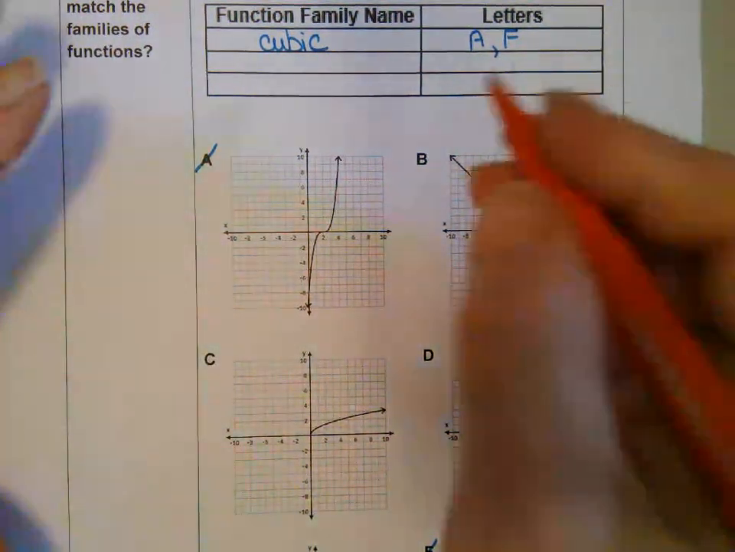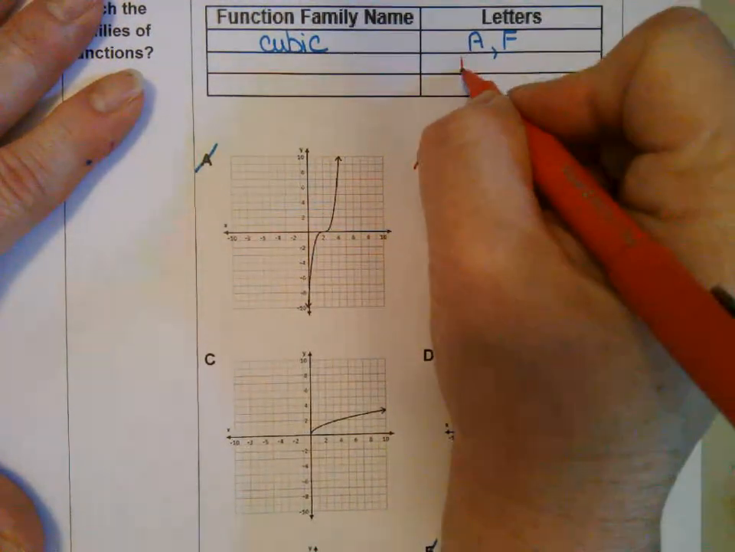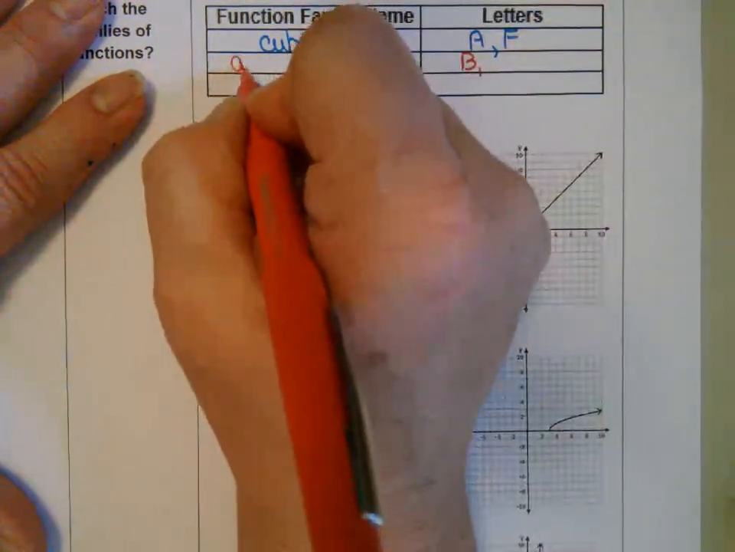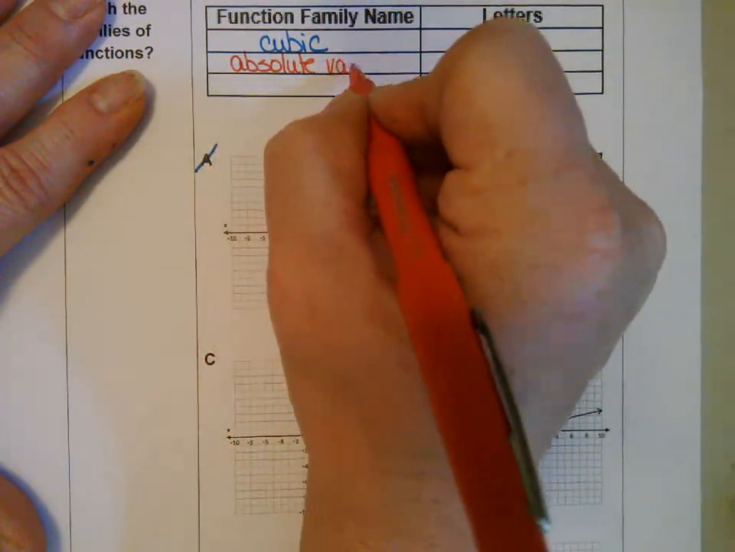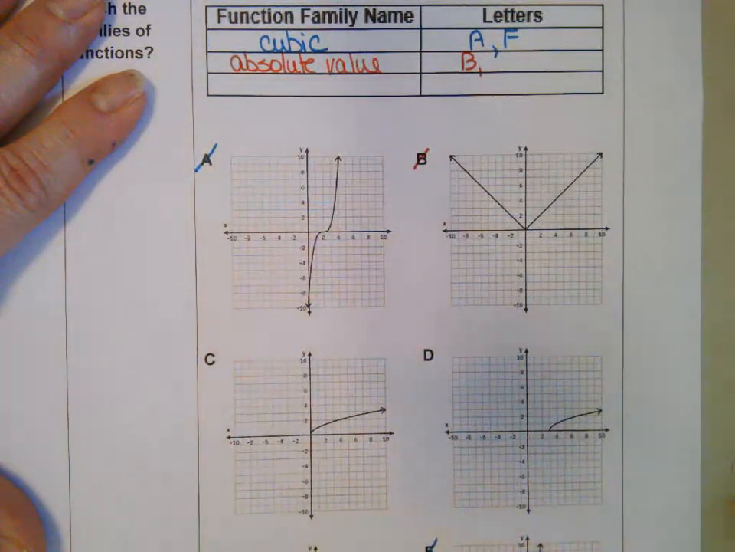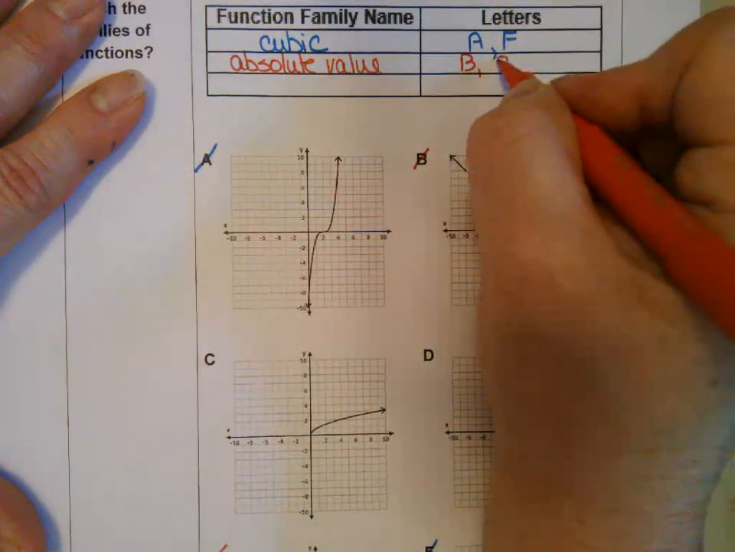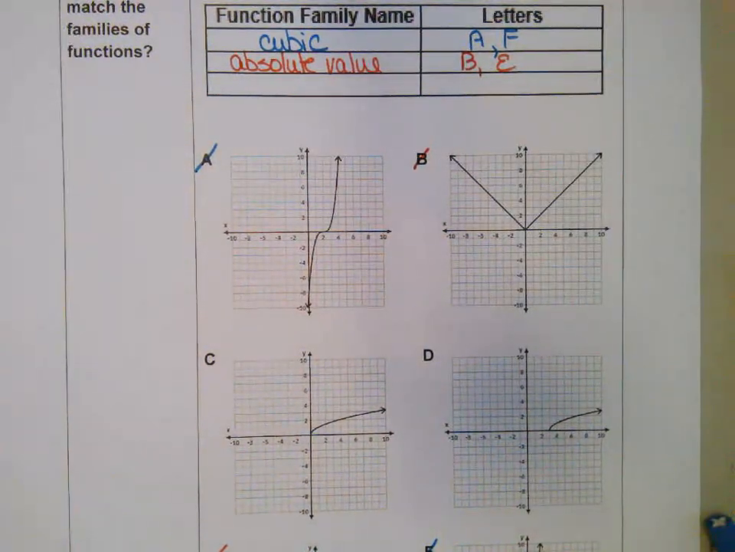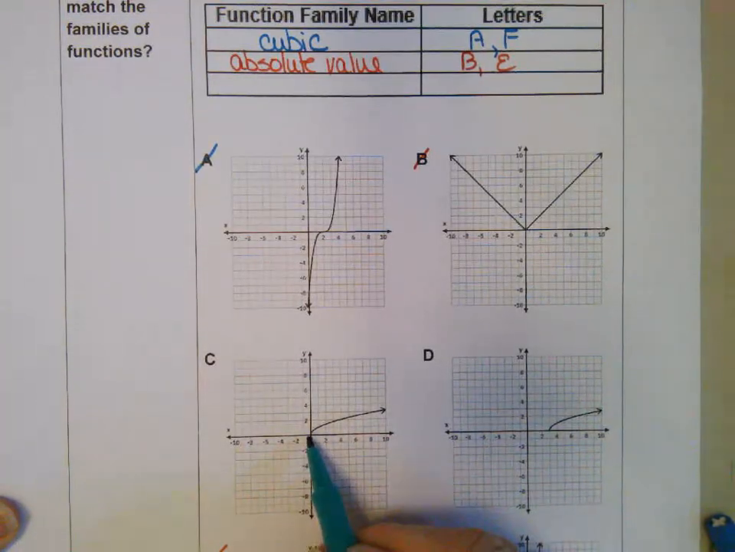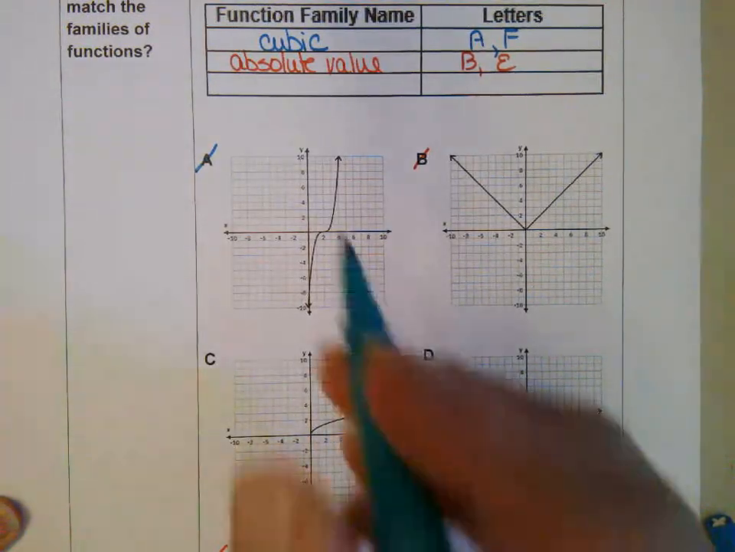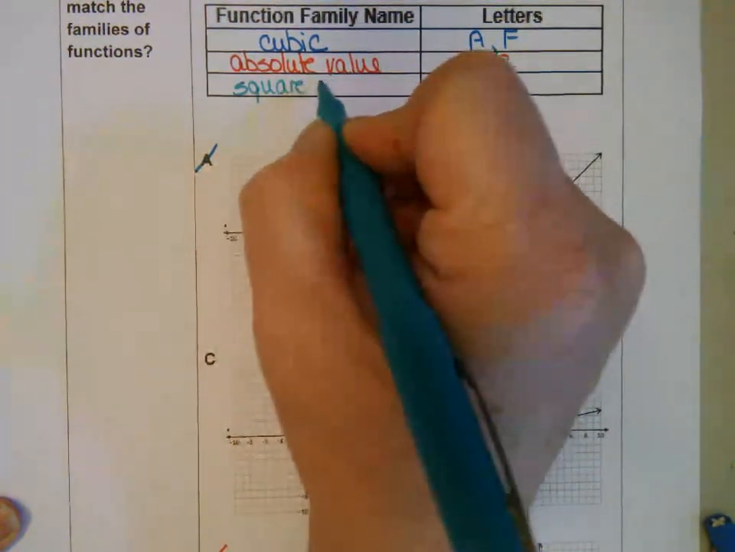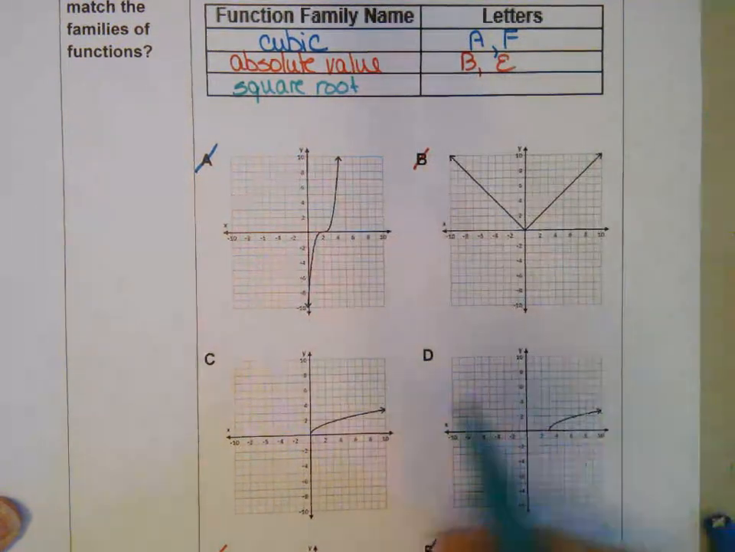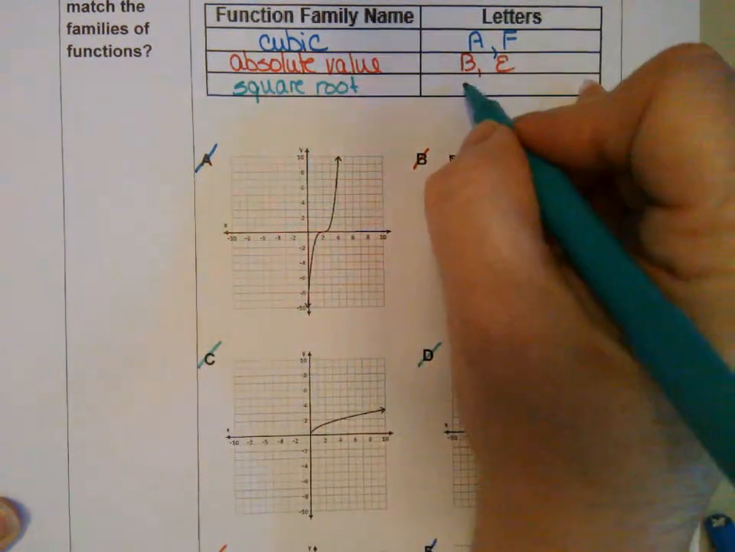Moving on to letter B, I have a V shape. That is an absolute value. Another V shape is down here in letter E. And finally, I have this one that starts at 0 and only goes one direction. That was the square root. That's going to be C and D.